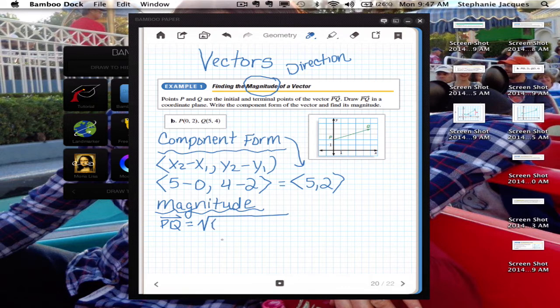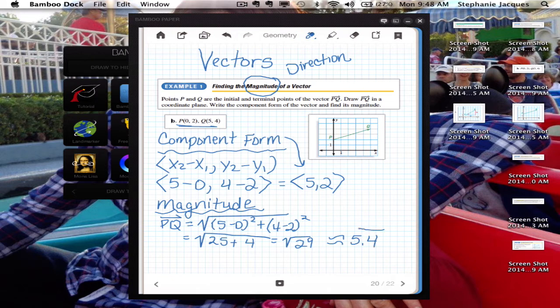So for this one, I'm going to look at my 2 points up here, go back to my initial points, and I need x2 minus x1, so that's going to be 5 minus 0 squared, plus my y's, which is going to be 4 minus 2 squared. And I'm going to get 5 squared, which is 25, plus 2 squared, which is 4, which gives me the square root of 29, which is approximately 5.4.